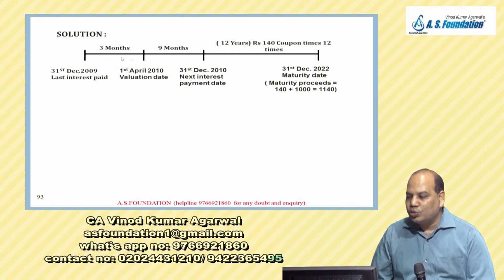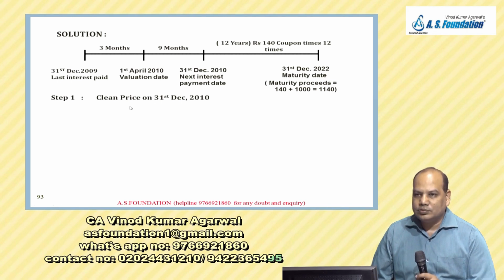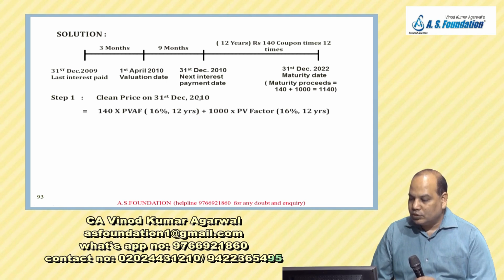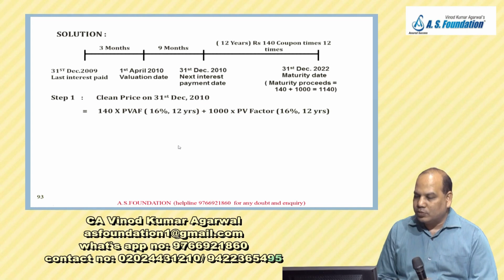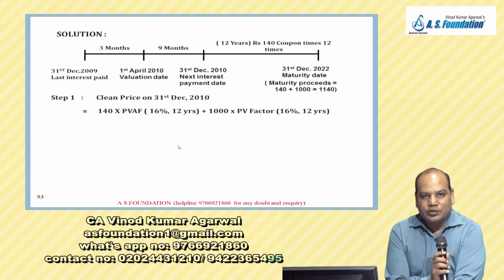Remove the interest accrued for first 3 months. That will give you ex interest price. Okay. So 4 steps I'll follow. First I'll find out the clean price on 31/12/2010. I will add one interest coupon also. Then I will compute the present value. I will remove the interest accrued for 3 months. So I will give you the formula. You have to solve and give me the answer of clean price on 31st December 2010.